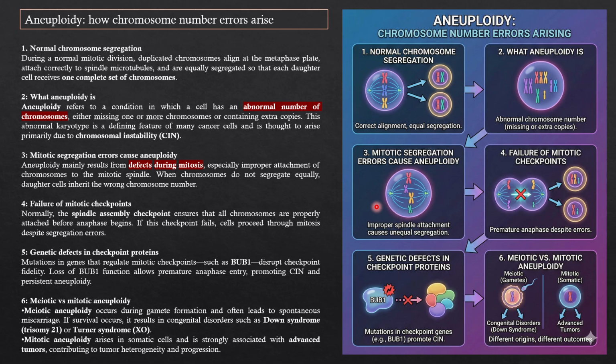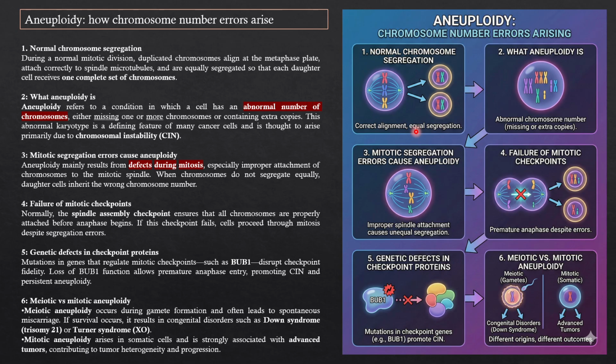Another term associated with this is aneuploidy, which is basically chromosomal number errors arising from improper alignment and unequal segregation, and this results in an abnormal chromosomal number, with missing or extra copies. Aneuploidy refers to the condition in which the cell has an abnormal number of chromosomes, either missing or more chromosomes containing extra copies. These abnormal karyotypes are a defining feature of cancer cells and are thought to arise primarily due to chromosomal instability.